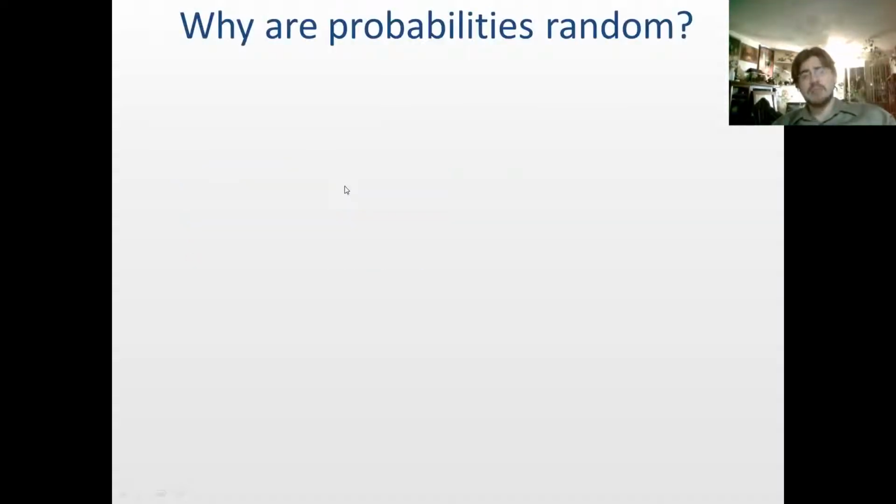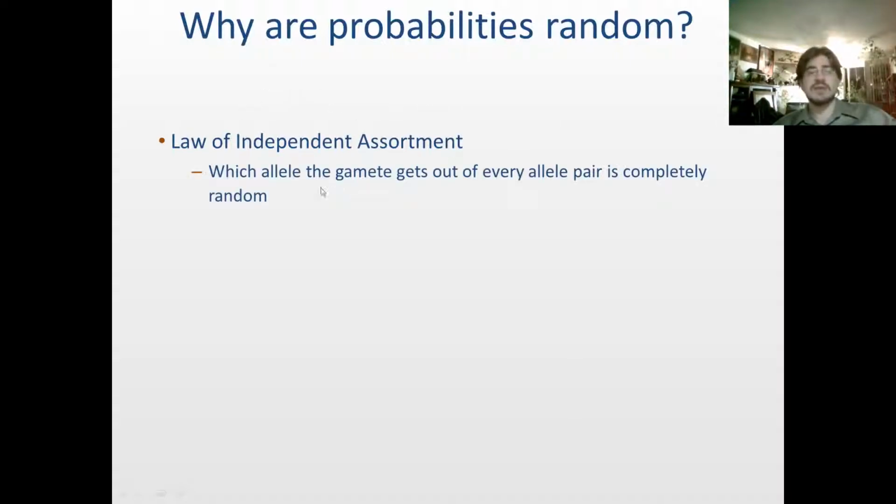Why are the probabilities random? Why is it like flipping a coin where it's a 50-50? Why do we express it as a percentage chance? Well, remember independent assortment, where it's a 50-50 shot whether or not the gamete gets one of the two alleles or chromosomes or genes from the parent? Well, that introduces randomness. So which allele the gamete gets out of every allele pair is completely random.